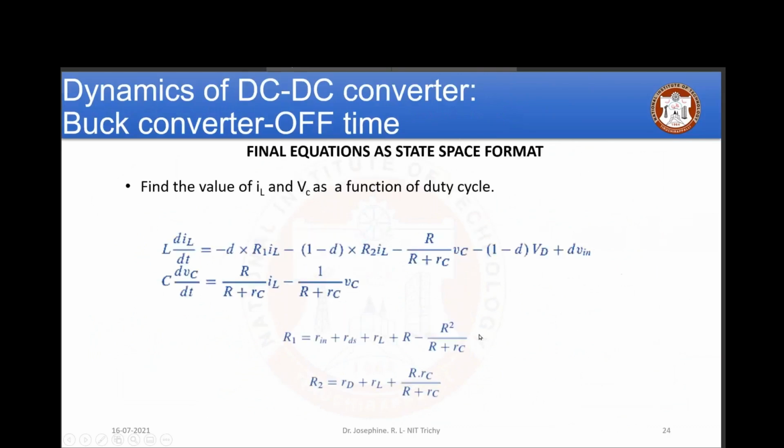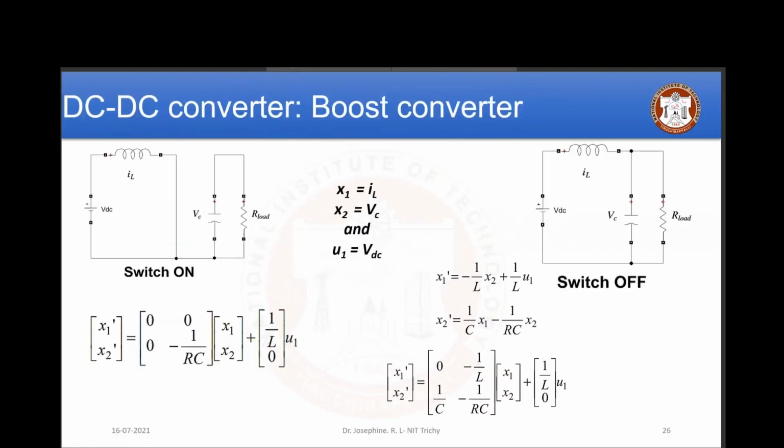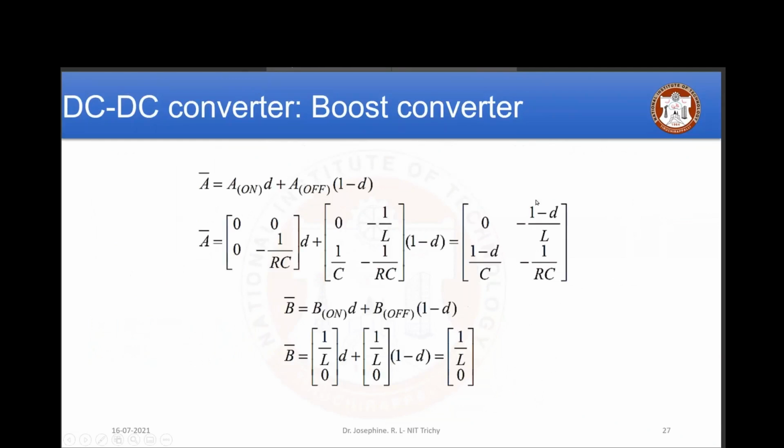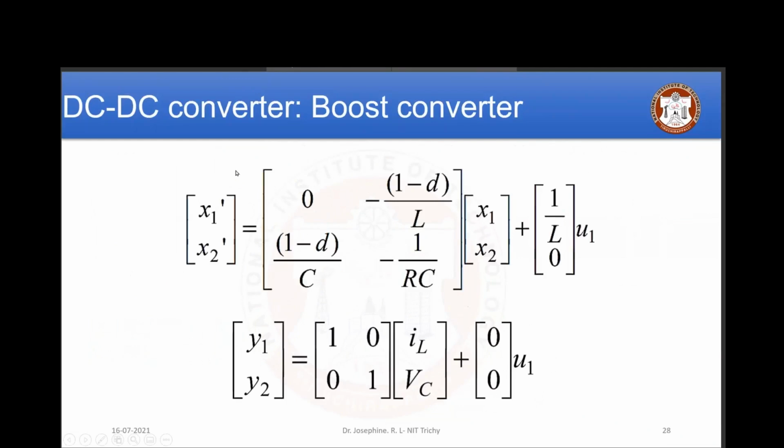Similarly, 0, minus 1 by L. Here D won't come because it is an off state, right? So it has a different value. It will have minus 1 by D. If I do averaging again, you will get this equation, A, B. So your final state space equation is like this. Now I have got the state space equation of this boost converter.